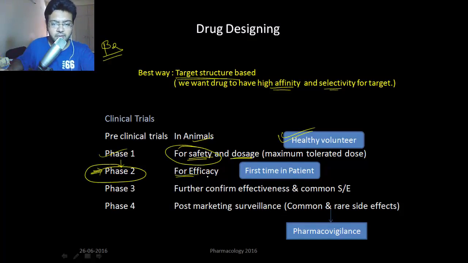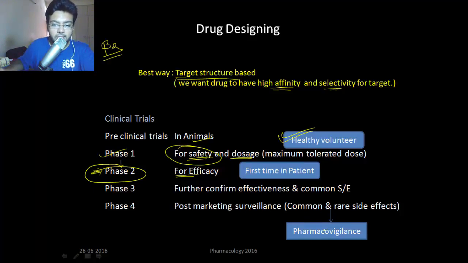Now if it shows efficacy in patients, it is sent to phase 3 trial for further confirmation of its effectiveness and common side effects. Here it is compared with the old drug, and it is said which of the two is better. So phase 3 is for comparison with the previous drug. Now if it passes phase 3, it is sent to phase 4 for post marketing surveillance, right, to find common and rare side effects, right?